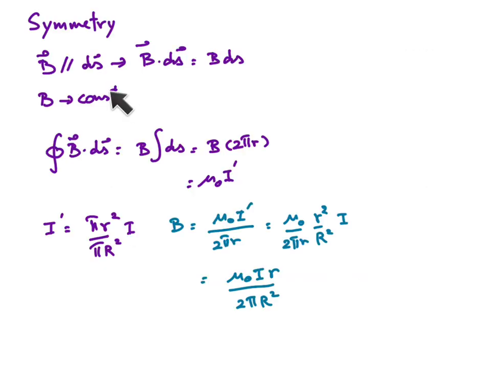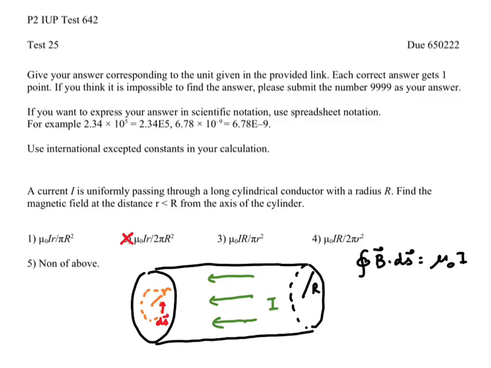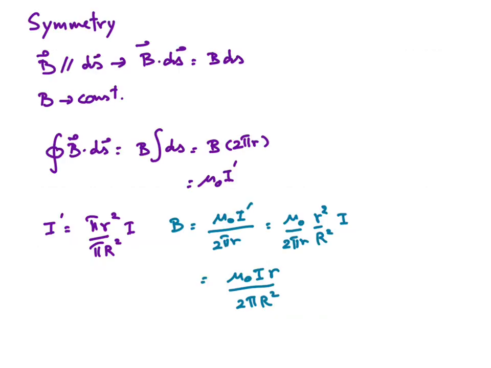Okay, so we can assume that B is a constant, and from these two conditions, when we calculate this integral, we have B dot ds is B ds, and B is a constant, so we can take B out of the integral, and we have the integral of ds left, and the integral of ds is nothing more than the length of the circumference of this loop, which is 2 pi r. Okay, so we have the left hand side of Ampere's law, and the right hand side is mu naught I prime.